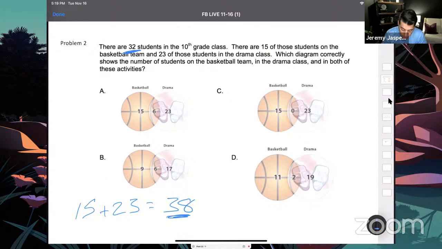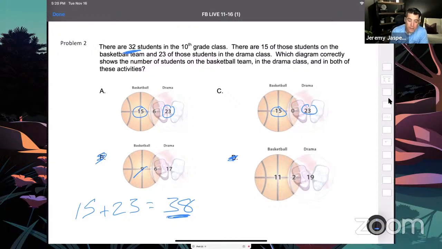So if we look, okay, we see that as you look at the diagrams, 15 and 23 in each class. So I know that A is right? Because I got 15 and I got 23 here. I got 15 and 23 here. C is right. B, 9 and 17. How can I have 9 in basketball when it told me that there are 15 in basketball, right? That doesn't make sense. So B is out. And then 11 and 19, again, not the same numbers. D is out. So we have to figure out what's the deal with this middle number.